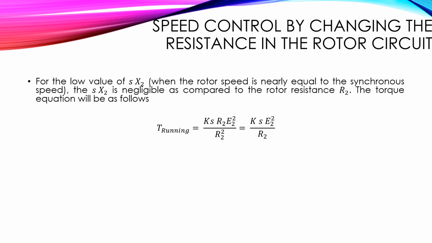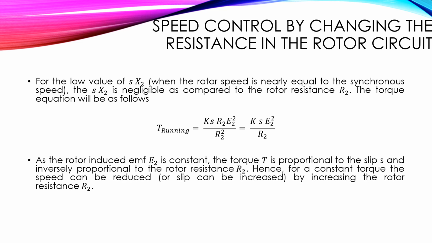So for a low value of S X2, when the rotor speed is nearly equal to the synchronous speed, the S X2 is negligible as compared to the rotor resistance R2. The torque equation will be as follows. The running torque is equal to K S E2 square by R2. What is R2? R2 is the rotor resistance. As the rotor induced EMF E2 is constant, the torque T is proportional to the slip S and inversely proportional to the rotor resistance R2.